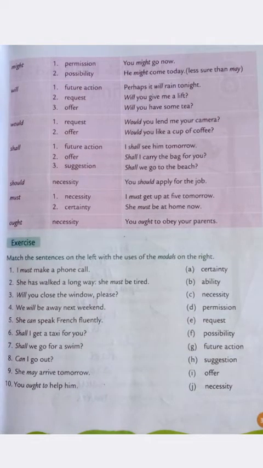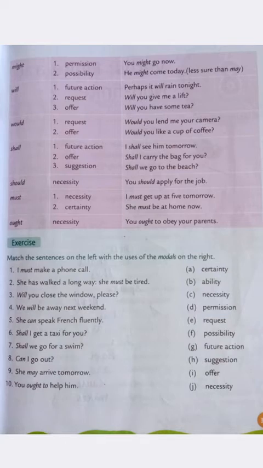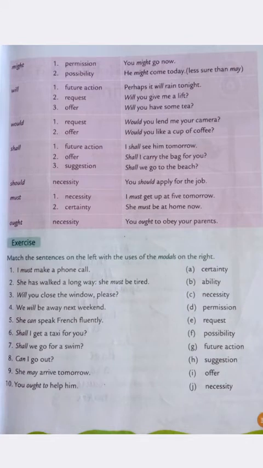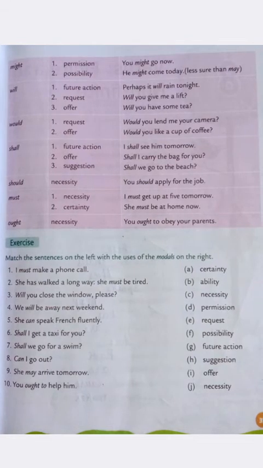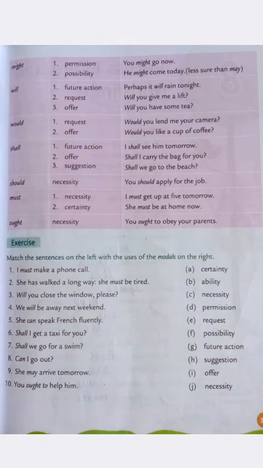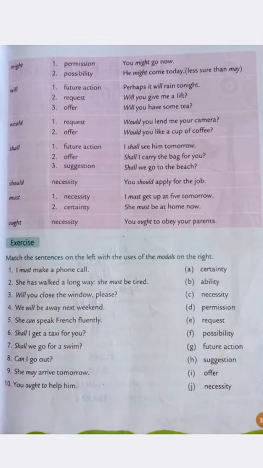Then next, should. Necessity. You should apply for the job. Must. Necessity. I must get up at 5 tomorrow. Certainty. She must be at home now. We are saying certainly that she must be at home. Ought. Necessity. You ought to obey your parents. Okay, so this was all about modal verbs.